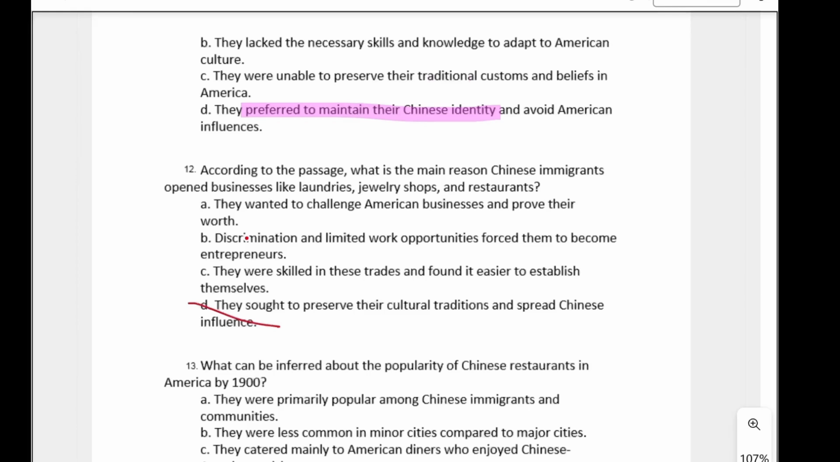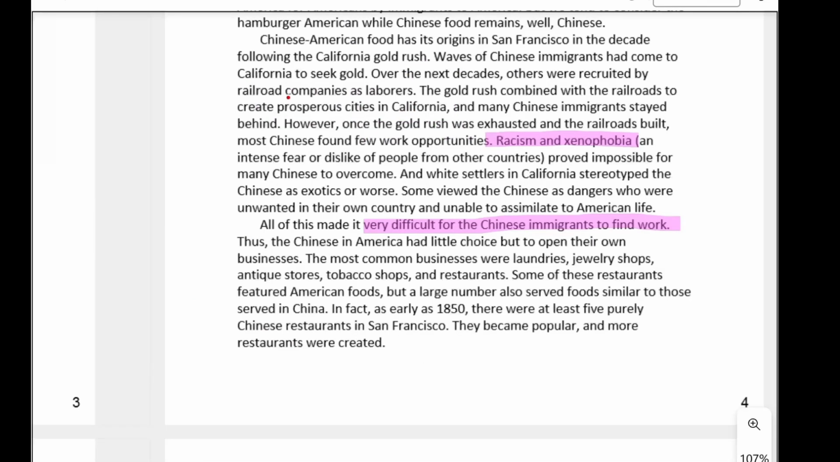And let's go back to the paragraph where it talks about opening businesses. So question 1 of the comprehension section kind of helps us. It talks about racism and xenophobia as the direct cause. Remember, look for words like thus, which tell us reasons for something. So because of this racism, they found it difficult to find work in someone else's business. Thus, the Chinese in America had little choice but to open their own businesses. Opening your own business means you are an entrepreneur, starting your own business. So it's not that they wanted to challenge, they had to, as a direct cause of the racism.